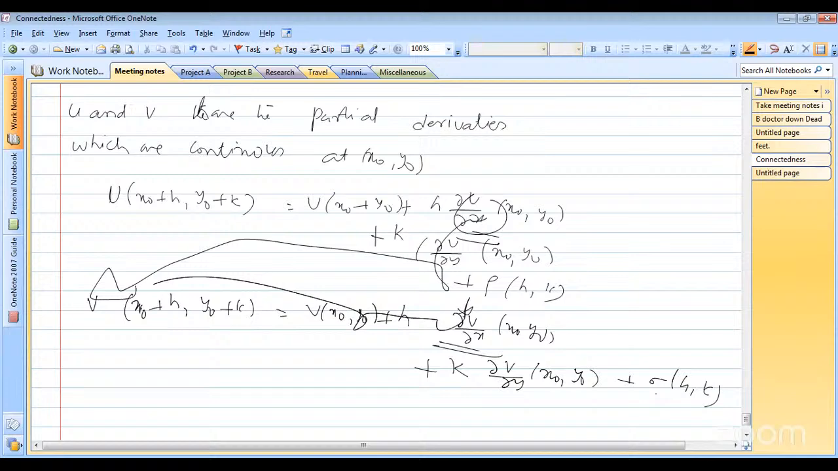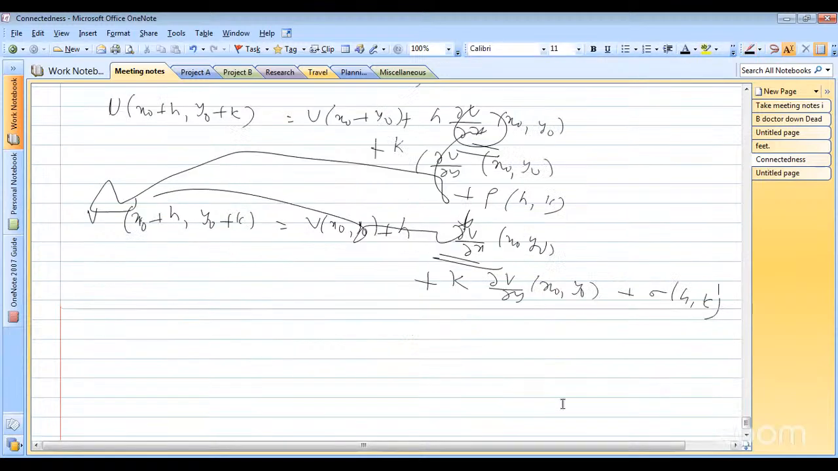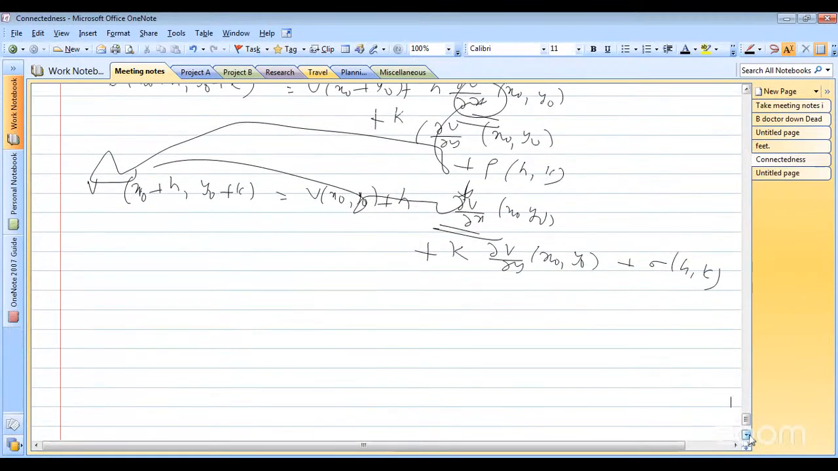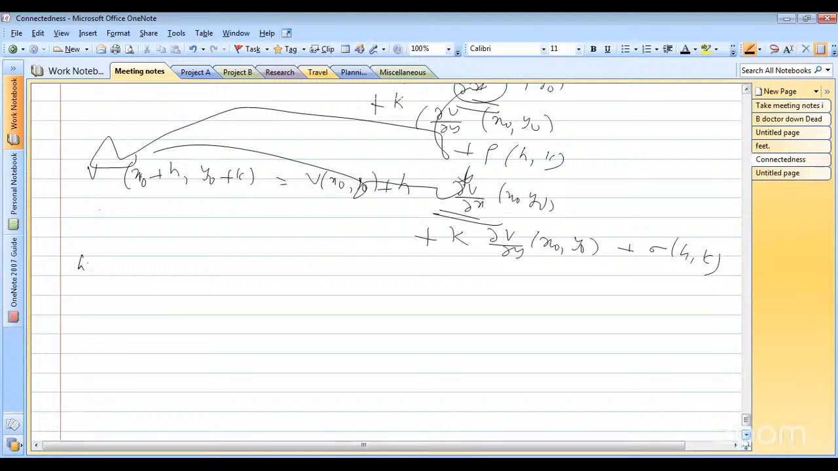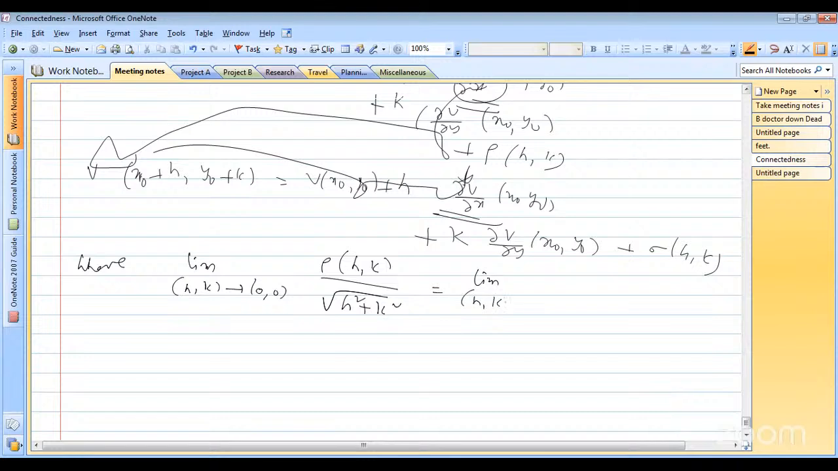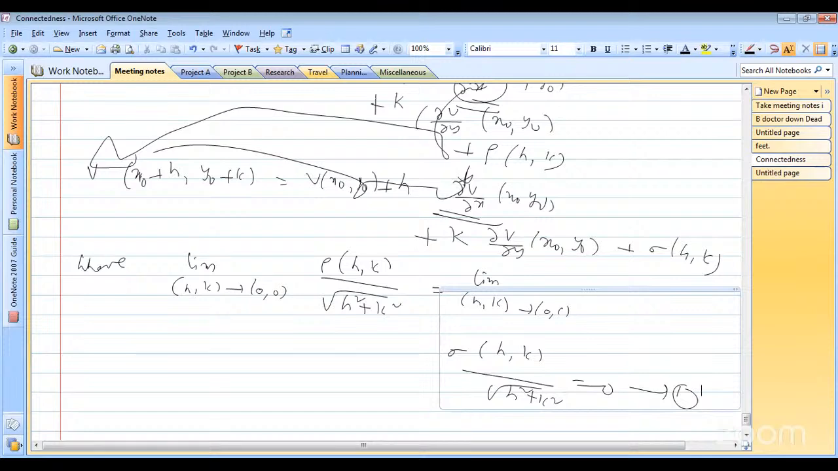What we are taking here is the limit as (h, k) tends to (0, 0) of rho of (h, k) divided by the square root of h square plus k square, and likewise the limit as (h, k) tends to (0, 0) of sigma of (h, k) divided by the square root of h square plus k square, is equal to 0. This is equation number 1.